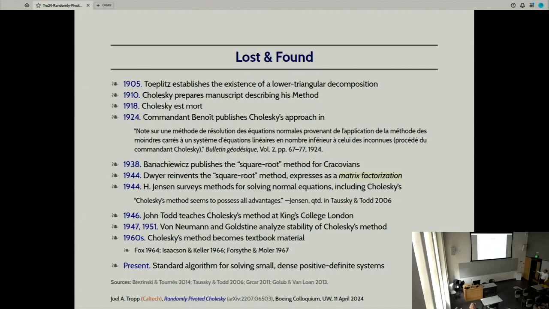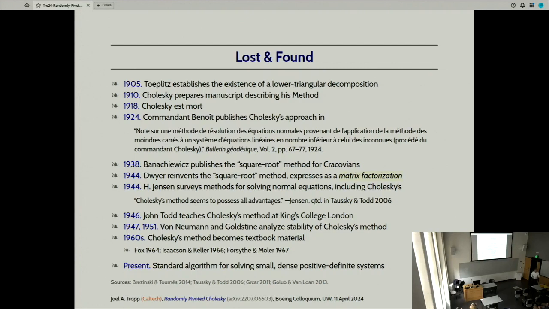In the 1960s, Cholesky's method had already become textbook material. It appeared in at least these 3 books. And at present, it's still the standard algorithm for solving small, dense linear systems. Okay, so that's the preamble. All right. Normally, I'd ask if there are any questions, but I want to press on.